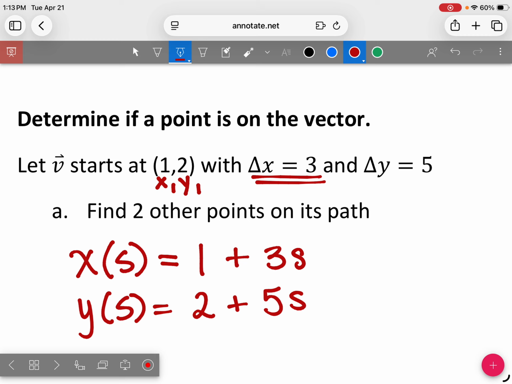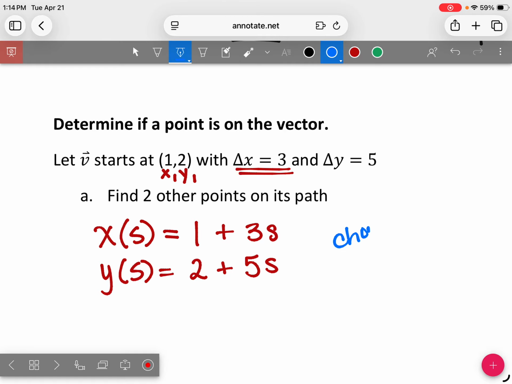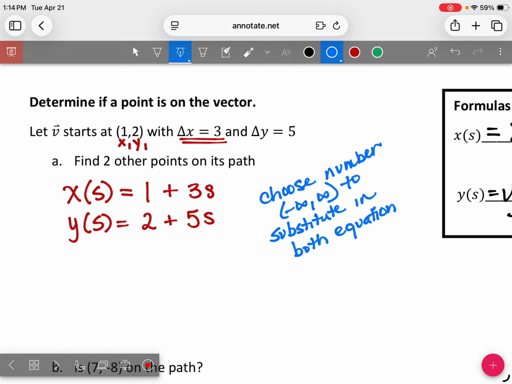So what we need to do is to find 2 points on the path. You need to choose any number. So you can choose any number from negative infinity to infinity to substitute in both equations. So, Aaliyah, give me a number, any number. 4. All right, let's substitute in 4.